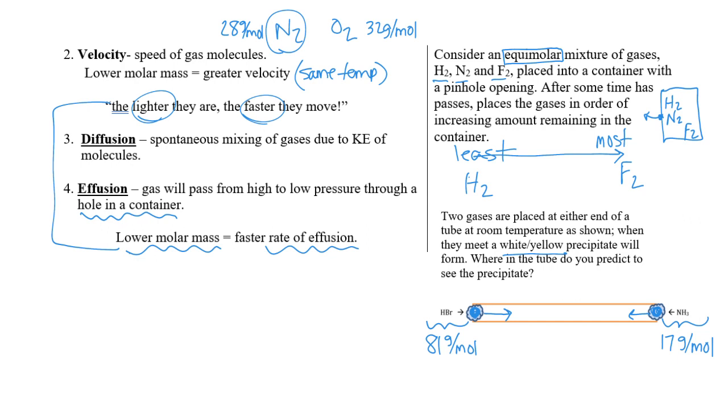Since NH3 is lighter, it's going to move faster. HBr is heavier, so it's going to move slower. So when they meet each other, HBr is not going to be able to travel as far as the NH3 will in that same amount of time. You're not supposed to be able to calculate exactly where that is, but you need to be able to identify that they're going to meet somewhere closer to HBr, because HBr travels slower in that amount of time.